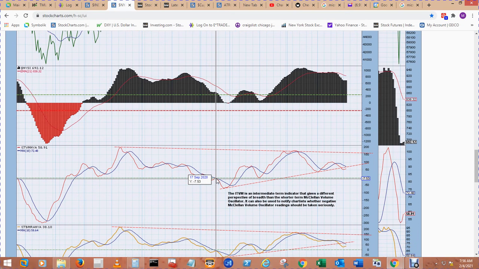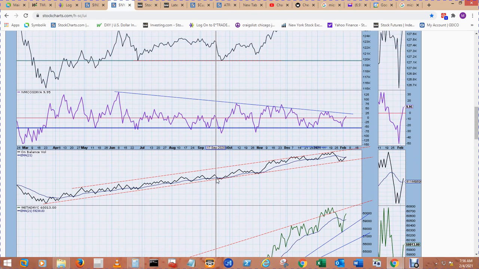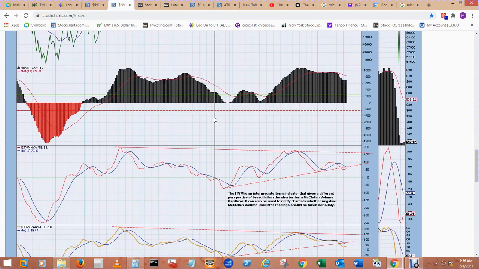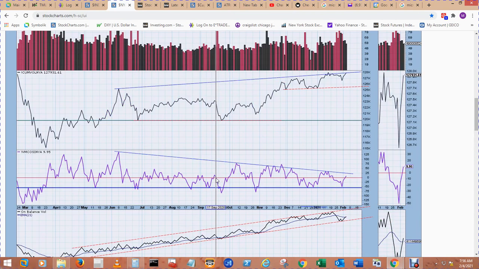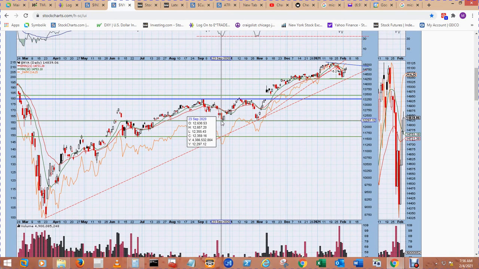It looked like it was going to go above zero, but it did not here on the 17th. And it bobbed up. The McClellan volume oscillator did go above zero, but the ITVM did not yet, so we're still waiting for a signal for it to reach above zero. And then that's when price took that dive for the rest of September.